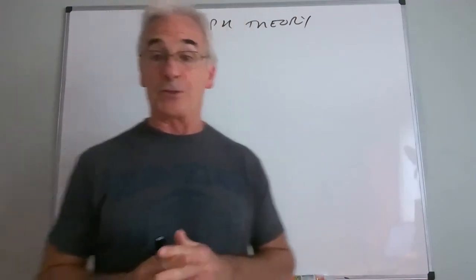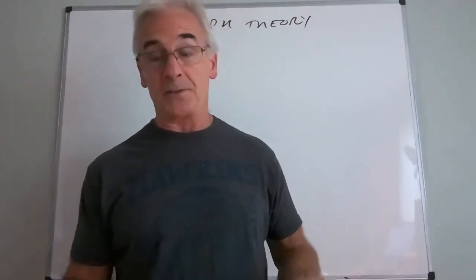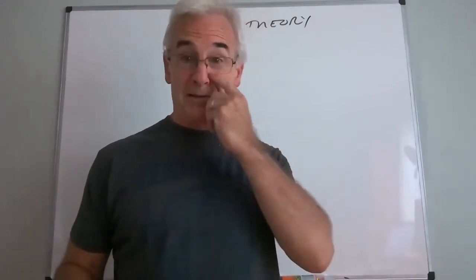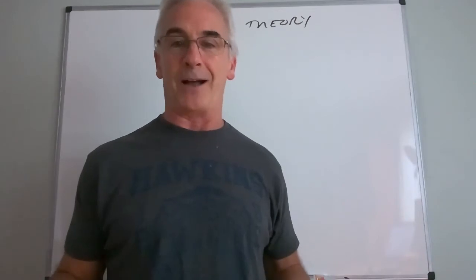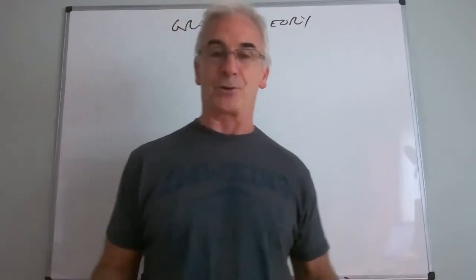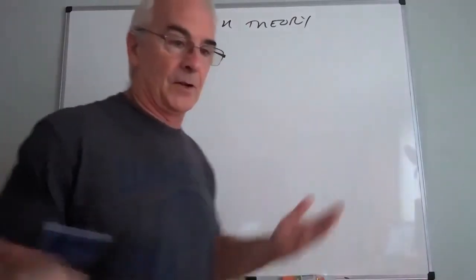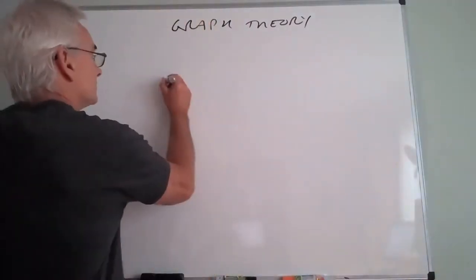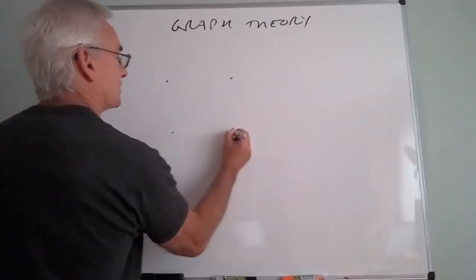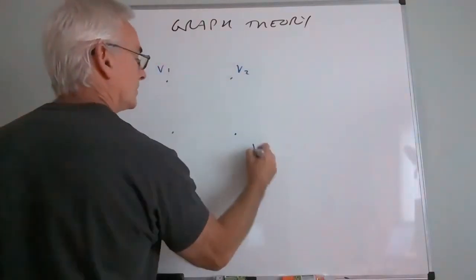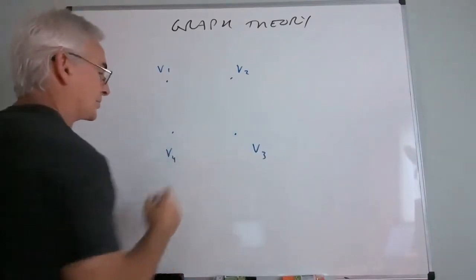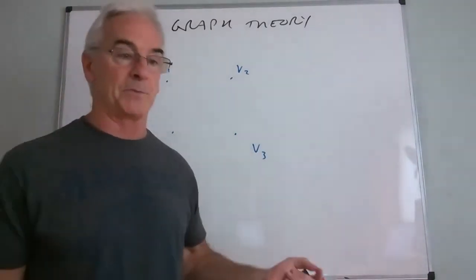Now, with graph theory, what you have are vertices and you have edges. So essentially, you're playing dot to dot like you were when you were little kids. You're connecting dots, and the things that connect the dots are called the edges. So let's just say I have some vertices. I'll start with something really simple, and I'm going to name them: V1, V2, V3, V4. These are just four vertices. There's nothing special about them.